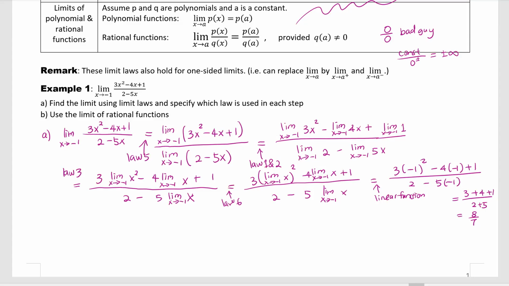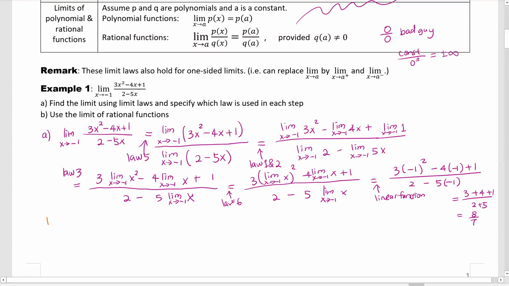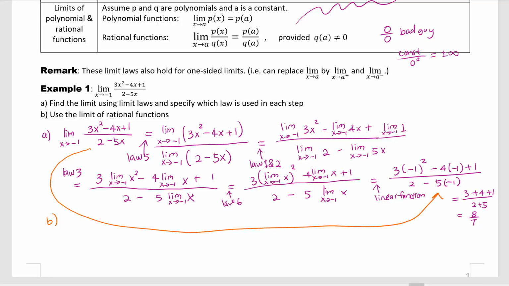Okay, so that is part A. How about part B? Okay, so part B, use the limit of rational functions. Well, rational functions says that we can just plug in if the denominator is not 0. So part B goes from here directly to this step. So it's just like we don't need to write out the details for the laws, okay? It directly goes from there to we plug in the numbers if the denominator is not 0, okay? Yeah, so that is part B.